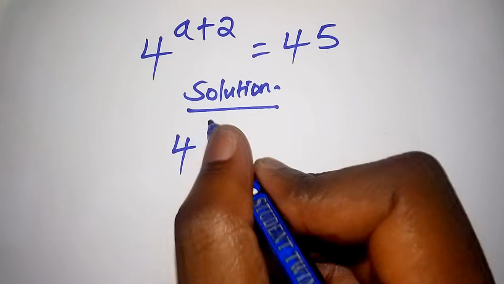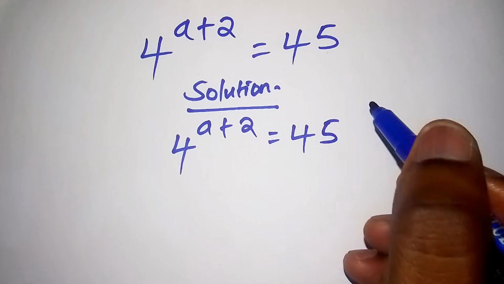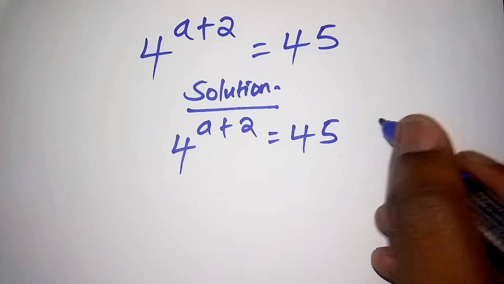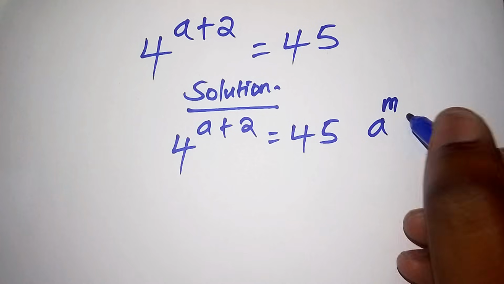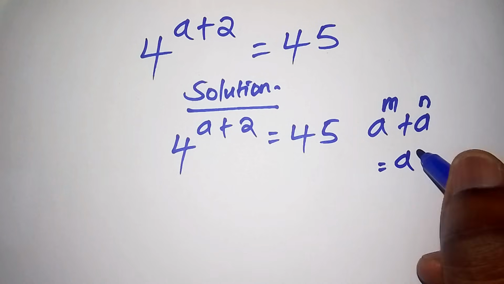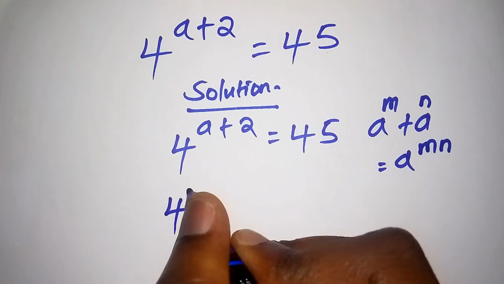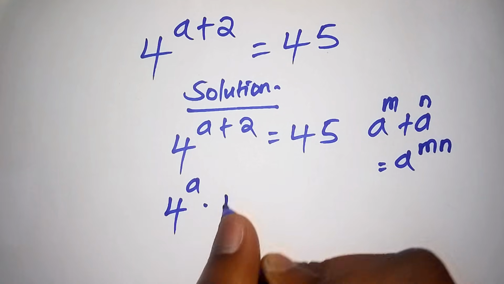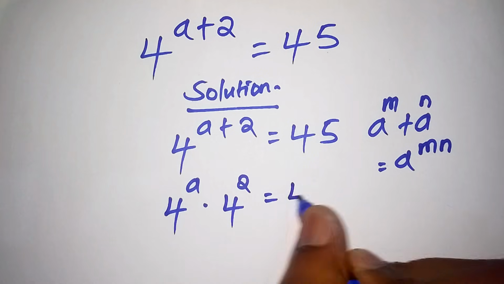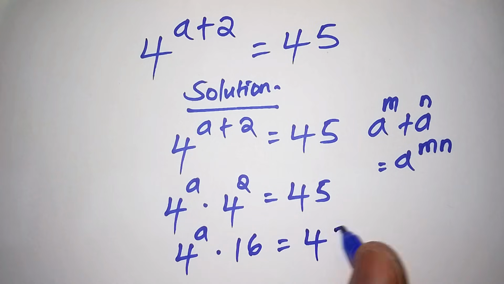So now we shall have 4 to the power of a plus 2 is equal to 45. Assuming that we have a to the power of m plus n, this can be written as a to the power of m multiplied by a to the power of n. So in this case we shall have 4 to the power of a multiplied by 4 to the power of 2 is equal to 45. That is, 4 to the power of a shall remain 4 to the power of a, multiplied by 4 to the power of 2, which is 16, is equal to 45.